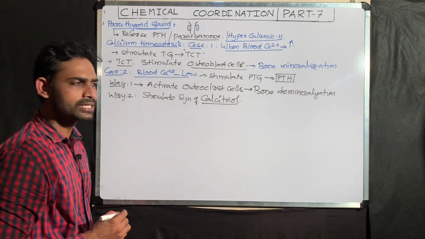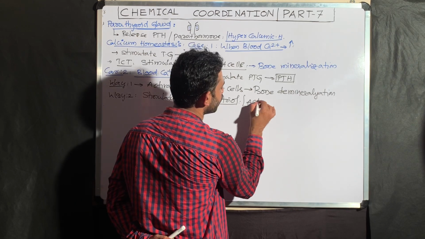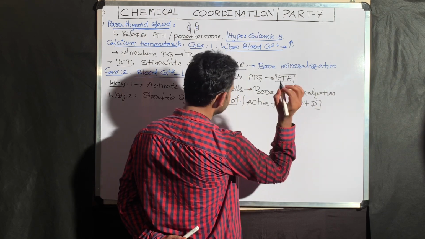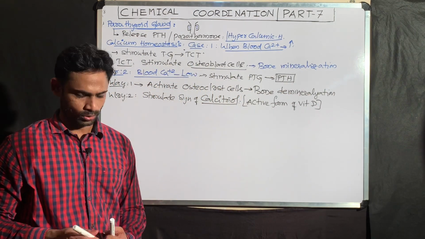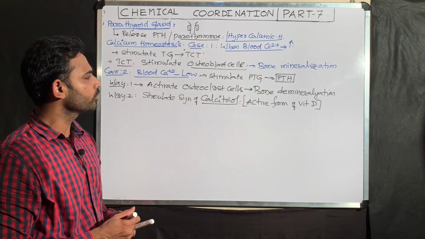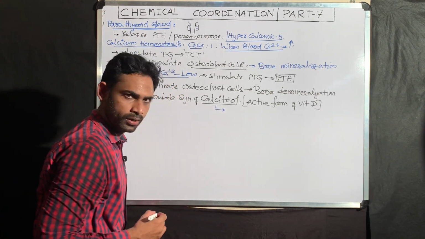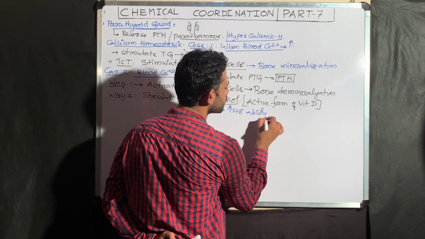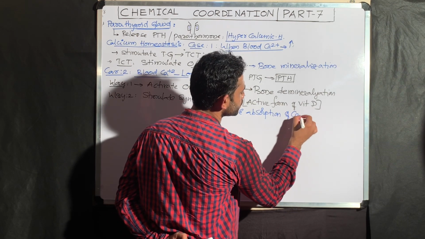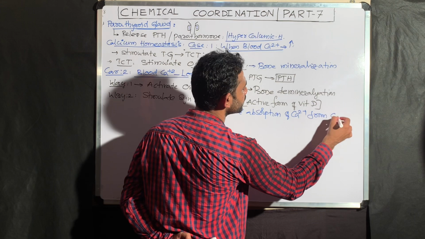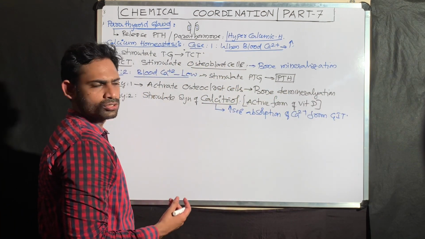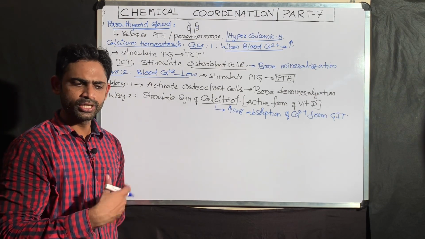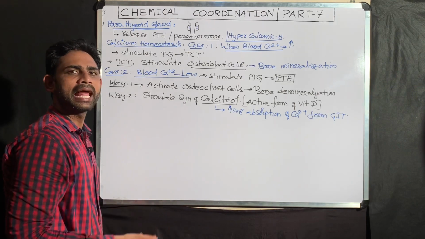Somewhere we have heard of calcitriol. That is nothing but the active form of vitamin D. What will this calcitriol do? It increases absorption of calcium from the GIT, the gastrointestinal tract. So whatever calcium we take through food enters the blood faster, and automatically the blood calcium level will increase.